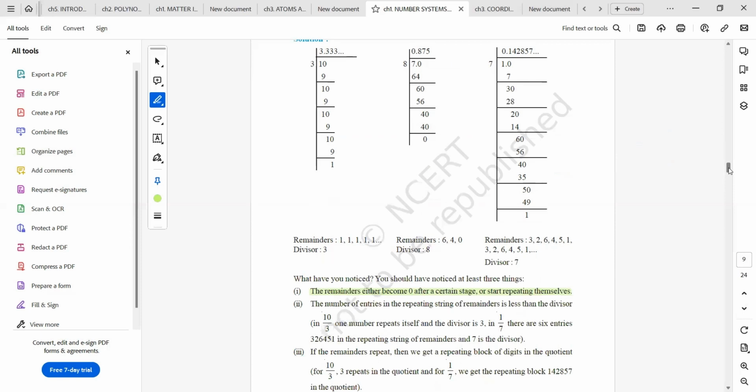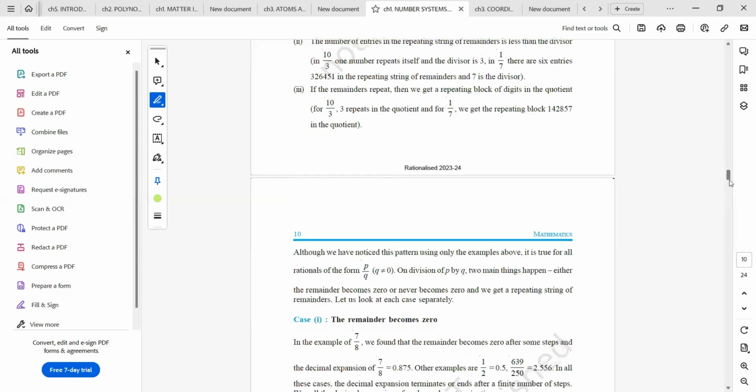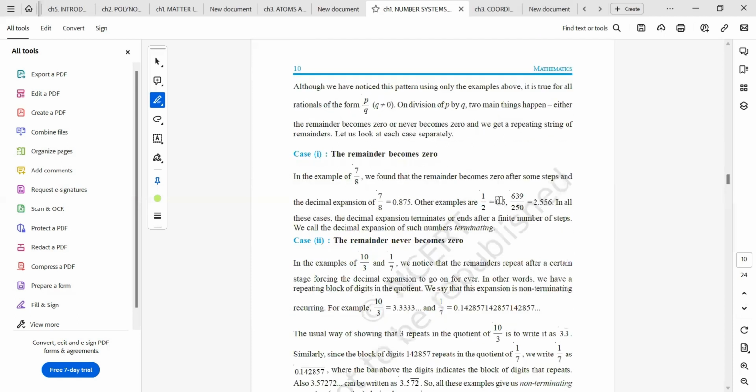If the remainder either becomes 0 after a certain stage or they start repeating themselves, then in that case we can say that these are rational numbers. So case first is if the remainder becomes 0. Second is if the remainder never becomes 0.